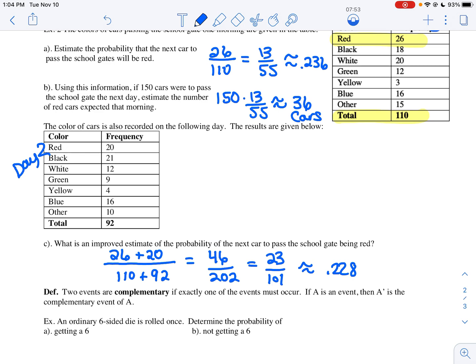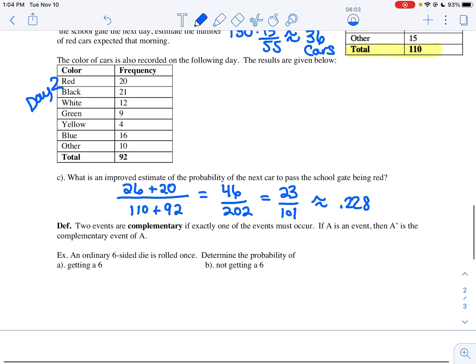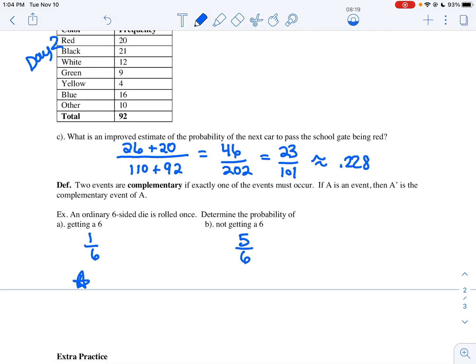All right, 2 events are complementary if exactly one of the events must occur. If A is the event, then A prime is the complementary event of A. So here's an example. An ordinary 6-sided die is rolled once. The probability of getting a 6 would be 1 out of 6. The probability of not getting a 6 is 5 over 6. So here's something interesting to note. The probability of A plus the probability of the complement of A should add up to 100%. It's an either-or situation.